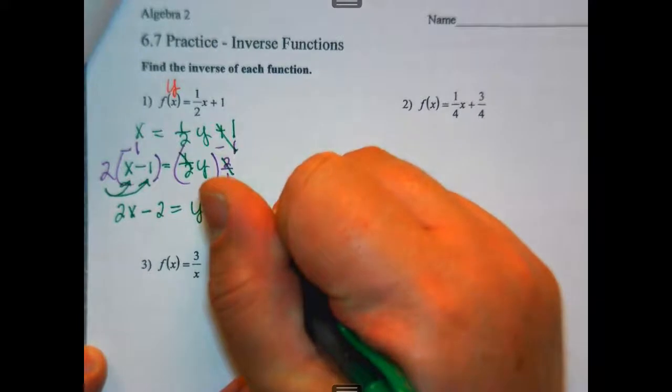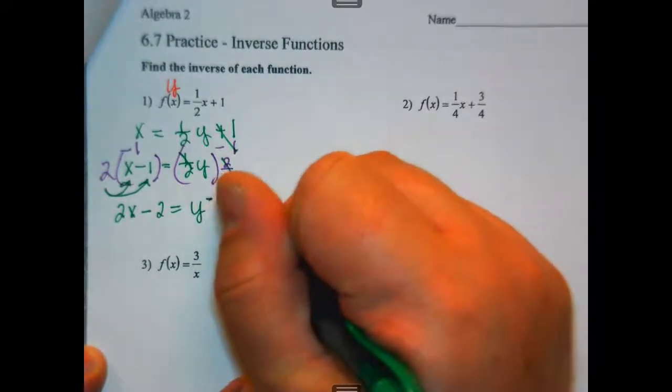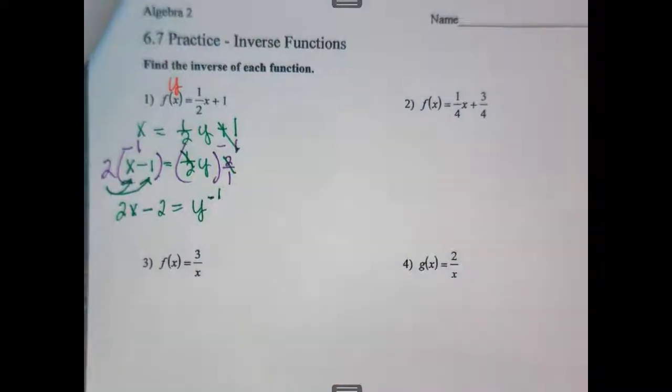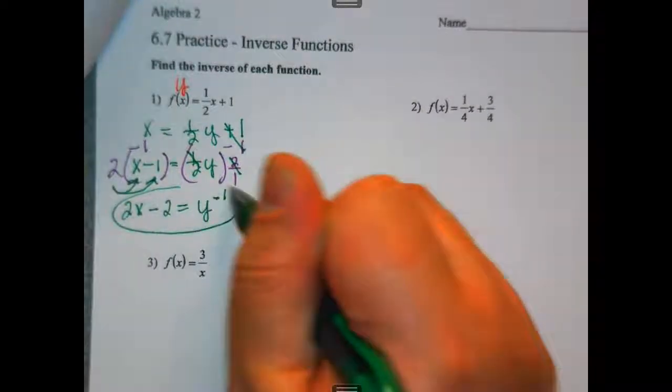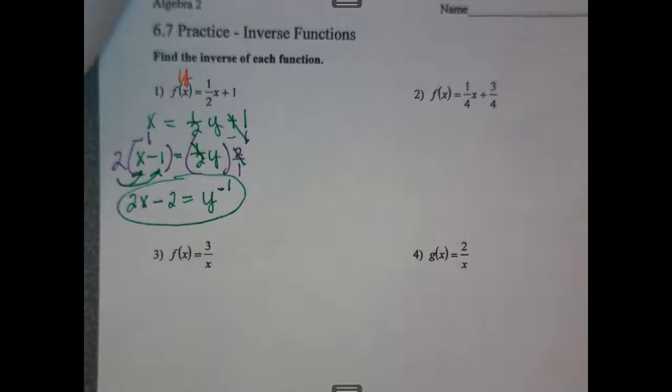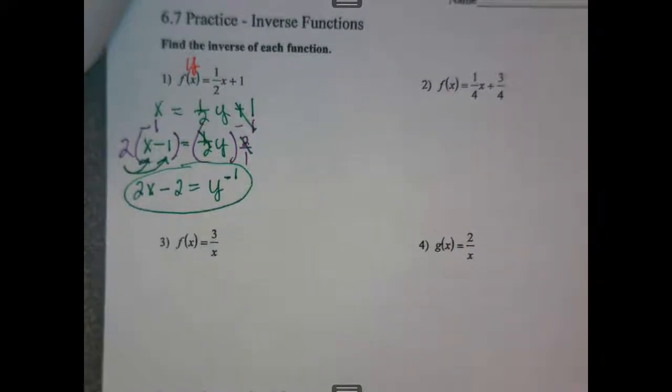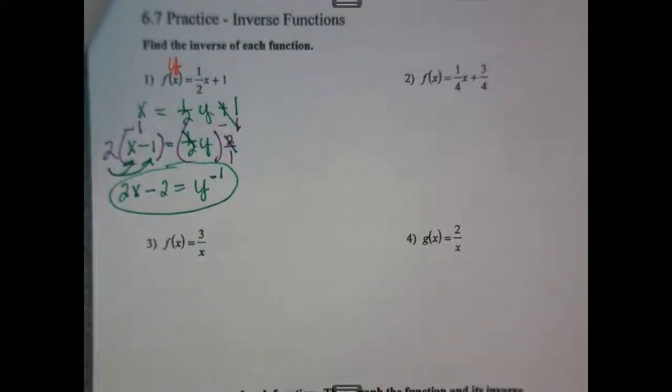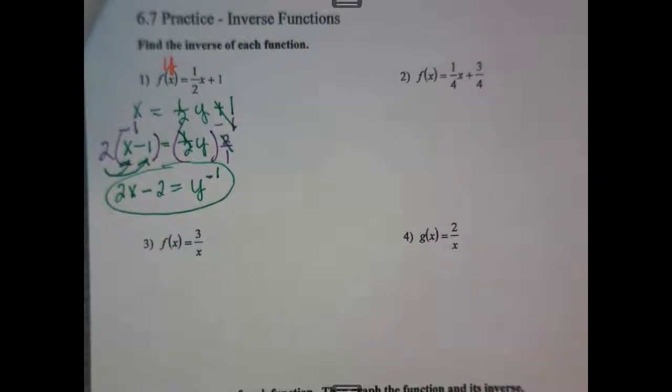And this is the inverse function. So I'm going to denote it with a -1. Does this match what you guys got? Good. This was your homework you did yesterday. Doesn't that look familiar?